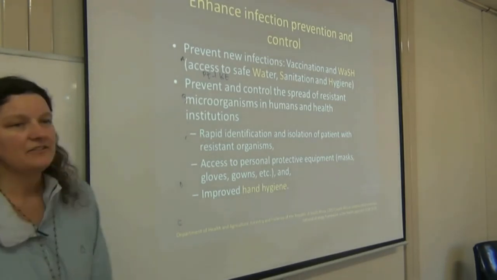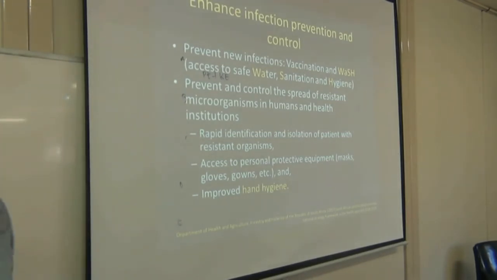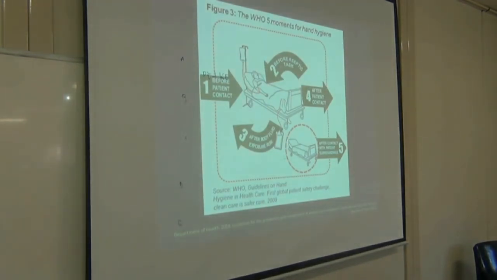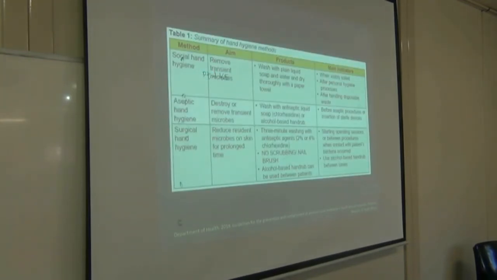And then if there are resistant infections, to prevent and control the spread of resistant microorganisms in healthcare institutions, that is where the C. diff isolation comes in. We need to rapidly identify and isolate patients with resistant organisms. There must be access to personal protective equipment and hand hygiene. Very important. I assume you all have seen these posters in the hospital, the 5 moments of hand hygiene, so I'm not going to talk more about that. And then the summary of hand hygiene methods.